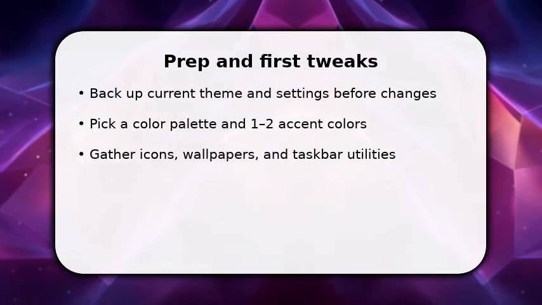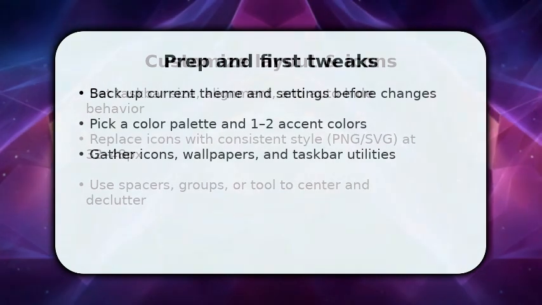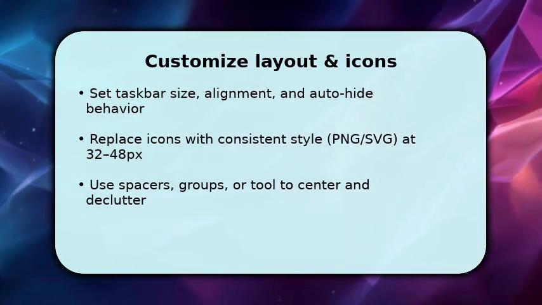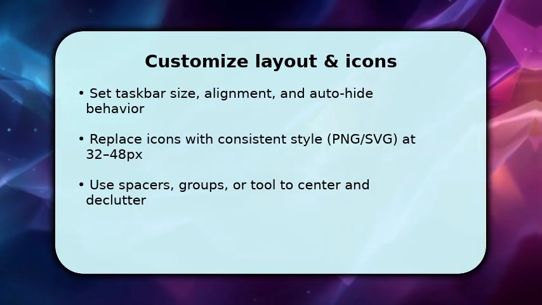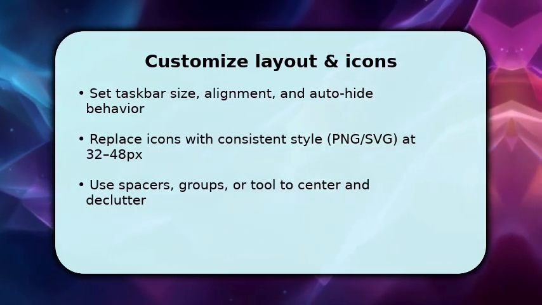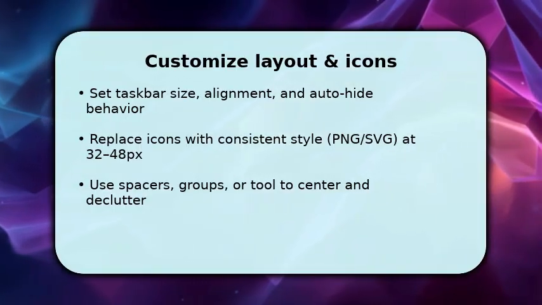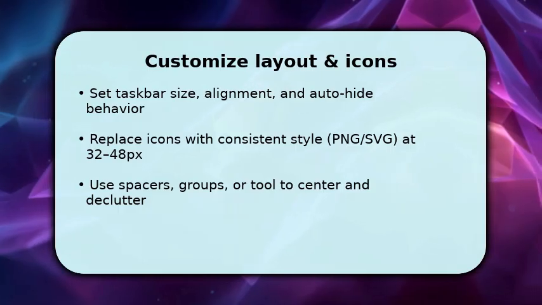Now you adjust layout and icon presentation. Change taskbar height, center or left align icons, and enable auto hide if you want cleaner lines. Replace mismatched icons with a uniform pack sized around 32 to 48 pixels so edges align and scaling stays crisp.